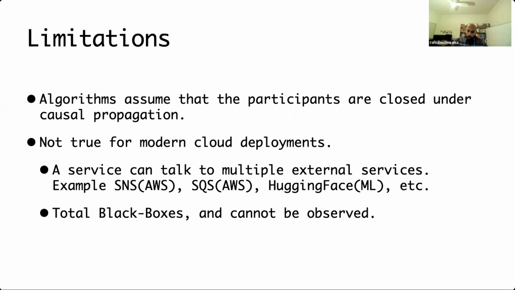For example, you can have a service that can talk to multiple services which are not in your cloud. For example, you might be running your service and that service might be talking to SNS. That service might also be talking to SQS or a Hugging Face interface for ML services. These services, which are external to your services, are total black boxes and cannot be observed. So you cannot deploy some random software that allows you to capture the snapshot. So these traditional algorithms cannot work in such situations because we do not have a way to control or send messages or receive messages from these external services.